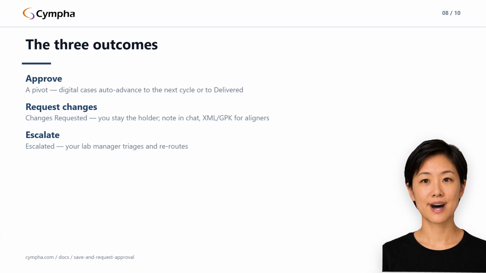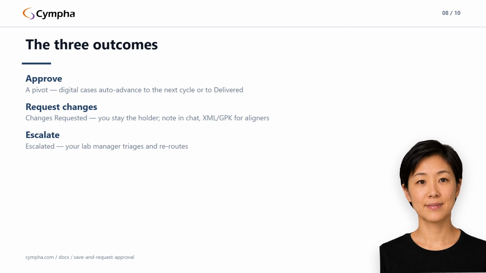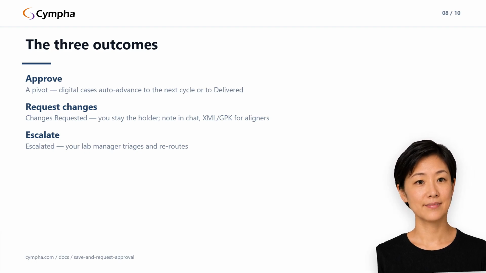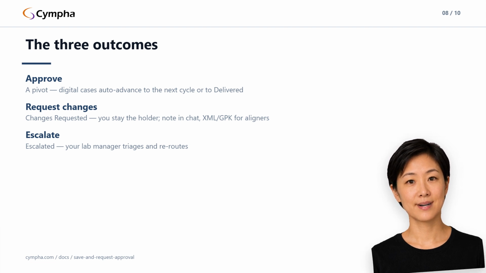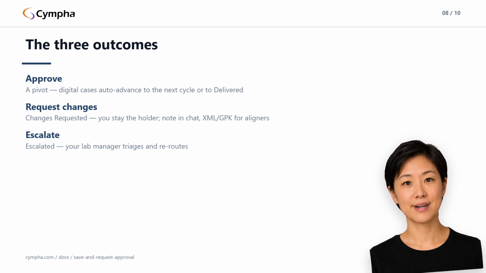3 outcomes, then. They approve, the case flips to approved, teal badge, and approved is a pivot, not a resting state. For digital delivery categories, the case auto-advances immediately, with no click from you, back to designing, still yours, if an approval cycle remains, or to delivered on the final cycle. Physical lab service categories instead wait at approved until the lab moves them to in manufacturing.